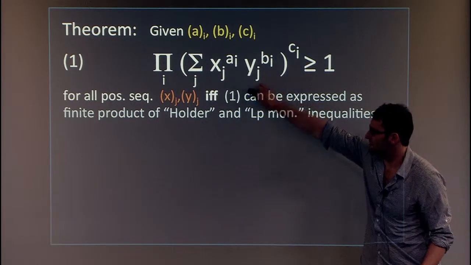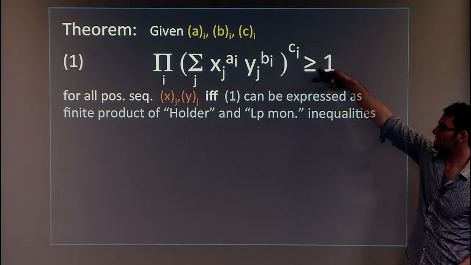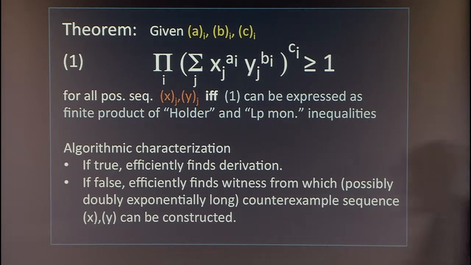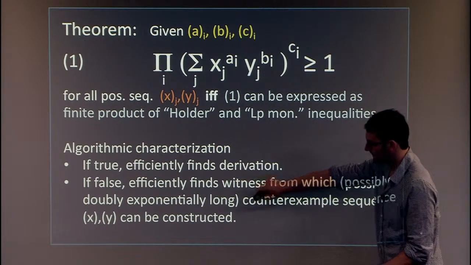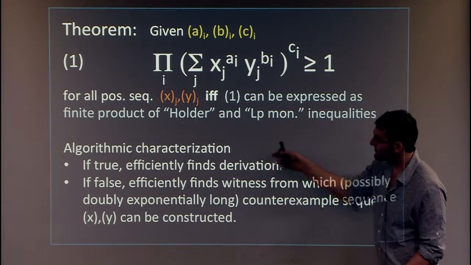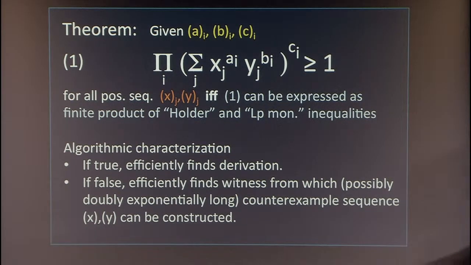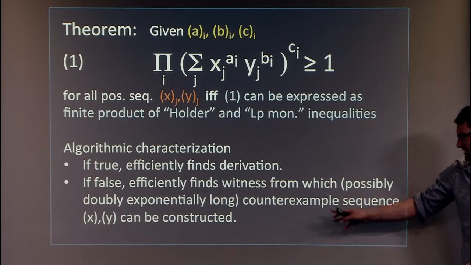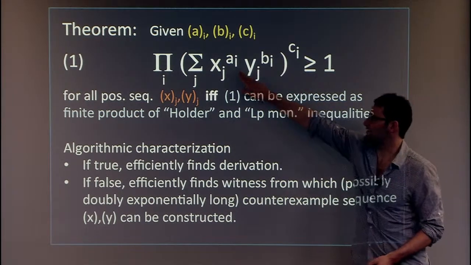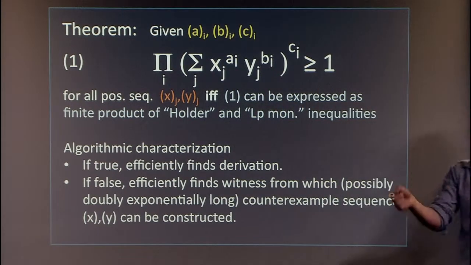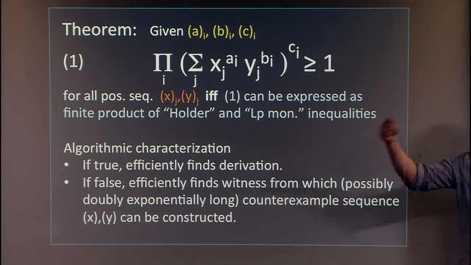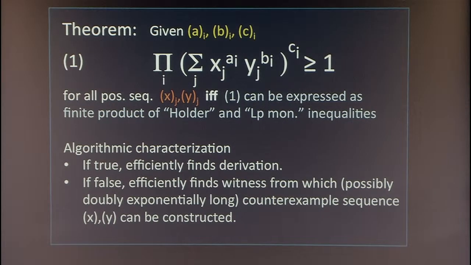So this thing is true for all positive sequences if and only if you can express this as a finite product of Holder-type inequalities and LP monotonicity inequalities. Okay, and so we give it this algorithmic characterization. So if it's true, we can efficiently tell you how to prove it, how to decompose it into Holder and LP monotonicity things. And if it's false, we can efficiently find you a witness, which is a bit surprising because I can describe one of these things with sequences A_i, B_i, C_i of bit length n, such that the shortest counterexample sequences have doubly exponentially many terms.